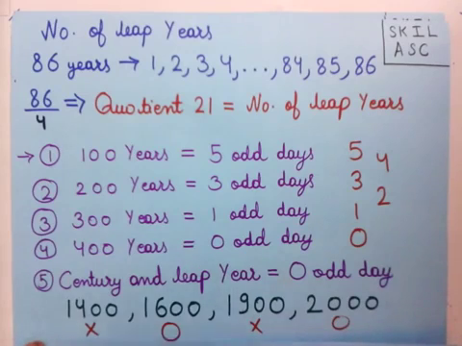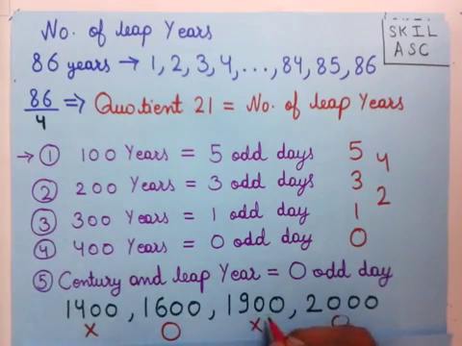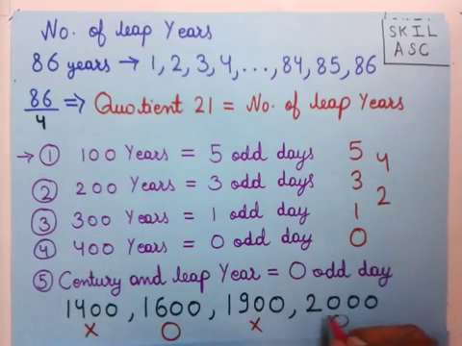You see, this is a century, but it is not a leap year. So it is not necessary that it will have 0 odd days. But you see, 1600, this is a century which is a leap year. So it must have 0 odd days. Now this is again a century, but it is not a leap year. So it is not necessary that it will have 0 odd days. But here you see, this is a century which is a leap year. So it will have 0 odd days.